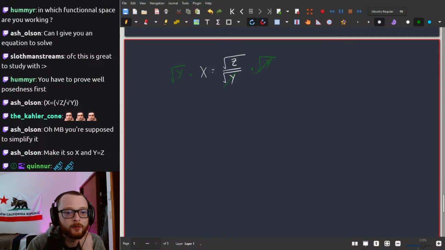That'll make these two things cancel. So on the left side, we get x root y is equal to root z. And the only other thing to do here is we need to get rid of the square root on the z.